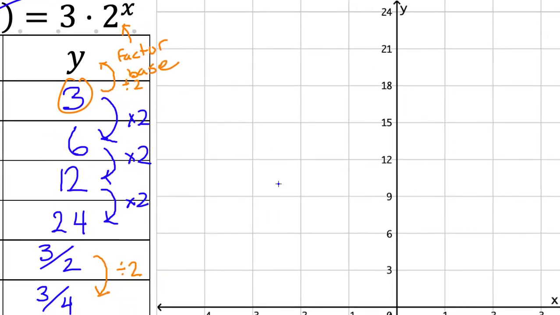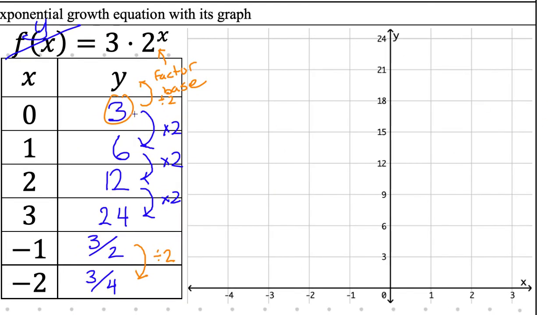So coming back over here, we're going to graph every single one of these points. The first point I'm going to graph is 0, 3. So 0 in the x, 3 in the y. There's the point right there, 0, 3. Graph 1, 6. Graph 2, 12. 3, 24. Negative 1, 3 halves. You're going to have to guesstimate what that is. Negative 1 and 3 halves, well, I can say that's right about there. And negative 2, 3/4 is right about there.